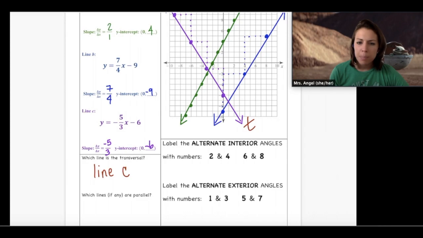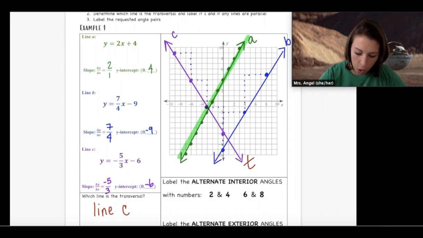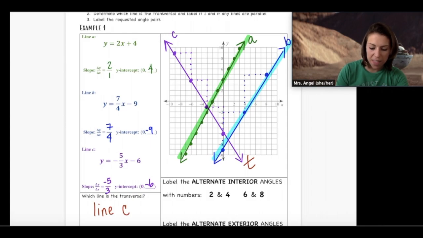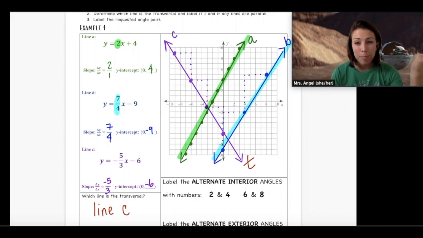Are any lines parallel? Well, the only lines that could be parallel, according to this diagram, would be A or B. And in a coordinate plane, we know lines are parallel if they have the same slope. The slope of line A is 2, and the slope of line B is 7/4. Those are not the same, meaning lines A and B are not parallel.